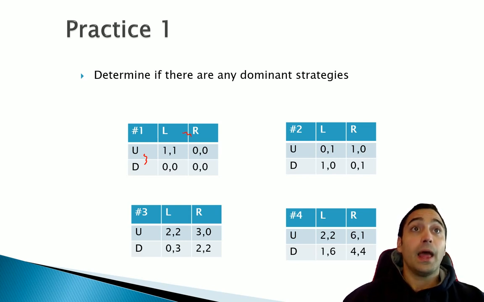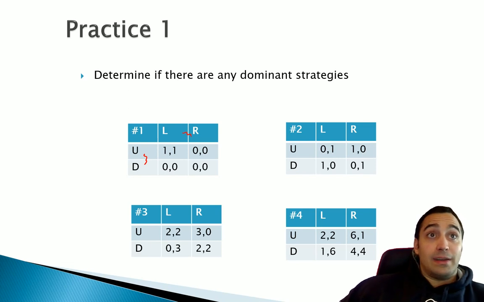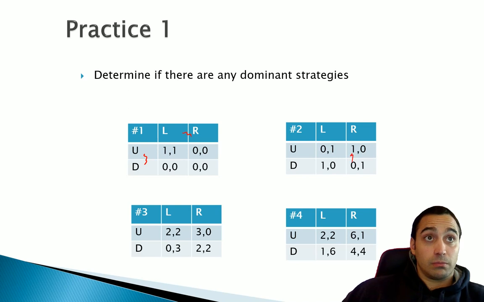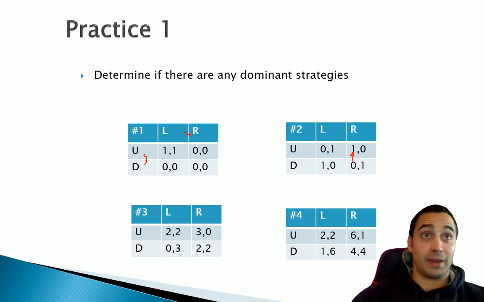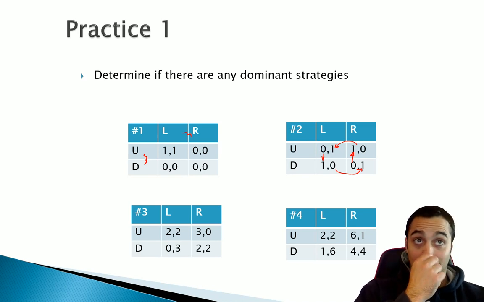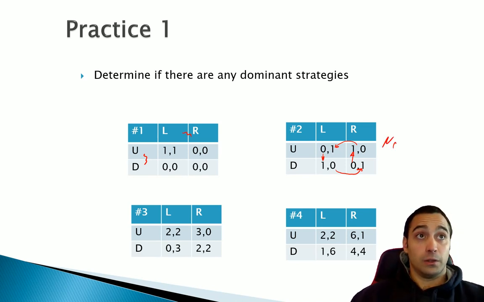Move to box 2. In box 2, up is better than down for player 1 if player 2 plays right. However, if player 2 plays left, player 1 wants to play down. So that one doesn't work. Conversely, looking at player 2's payoffs, 1 is better than 0 if player 1 plays up, and 1 is better than 0 if player 1 plays down, which means player 2 wants to play right. Therefore, again, there are no dominant strategies in the second one.